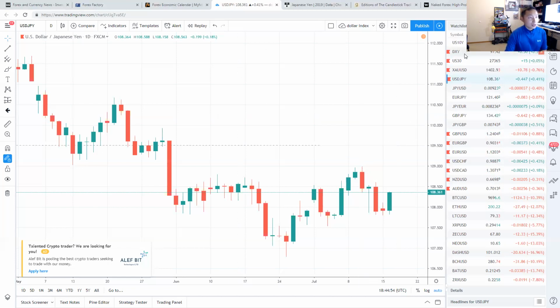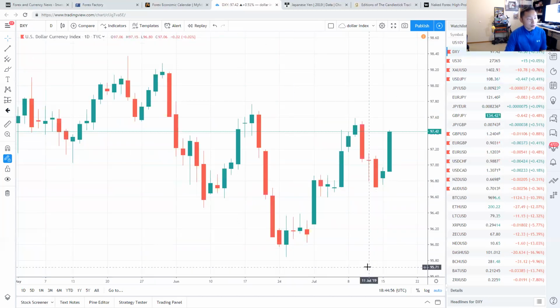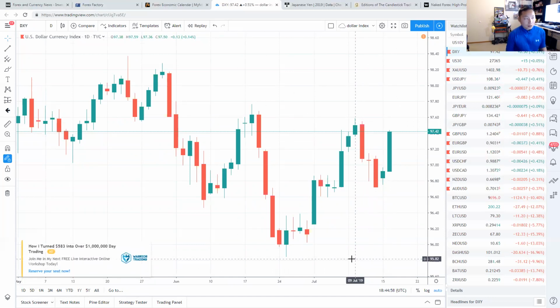Obviously, you can see that the US dollar right now is having a really big bullish move, regardless of what's happening with the fundamentals. And the reason why I'm basing a buy is because of this doji candle.